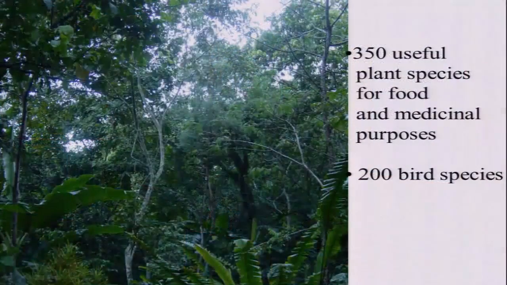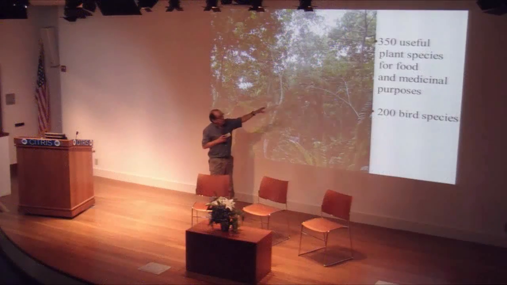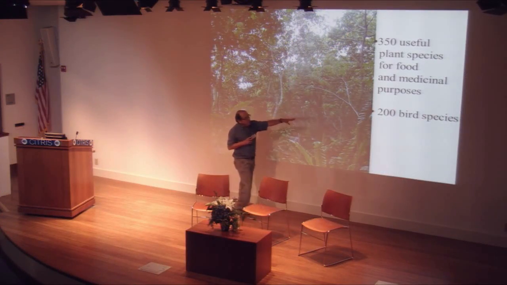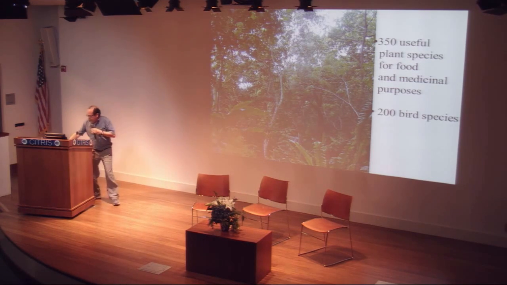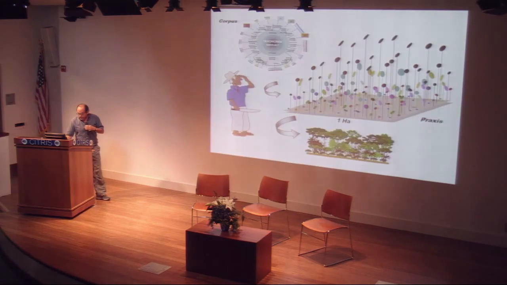So when you drink the coffee that we were drinking today, it comes out of these systems. This is called the cafetal. But the cafetal is a forest that has 350 useful plant species for food and medicinal purposes, 200 bird species, microbes, who knows how many, and insects and so on and so on.